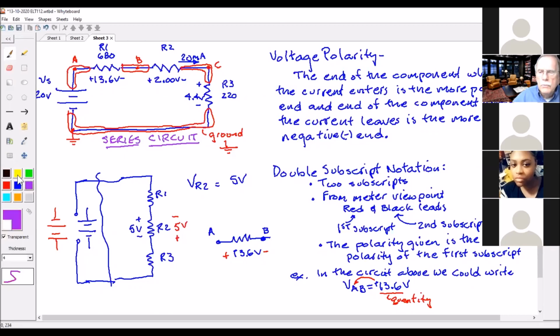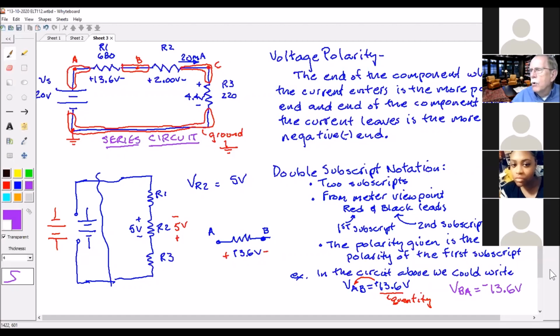What would happen if I wrote this? What am I telling you with that? VBA equals minus 13.6 volts. The negative voltage is more at the B end. So am I telling you something different than I did with VAB equals plus 13.6, or the same thing? It's the exact same thing.